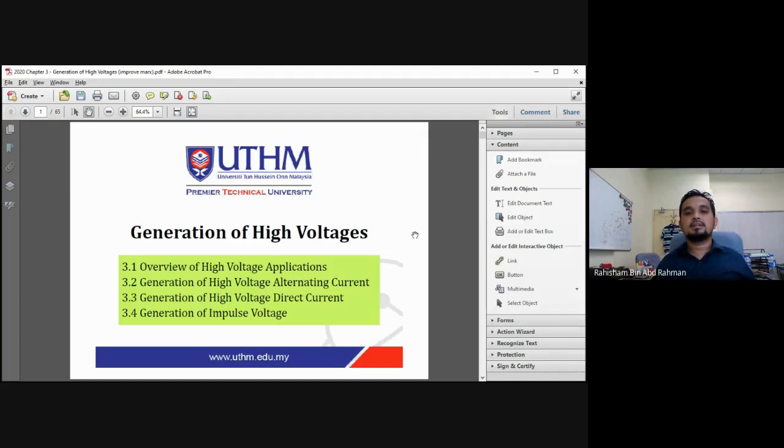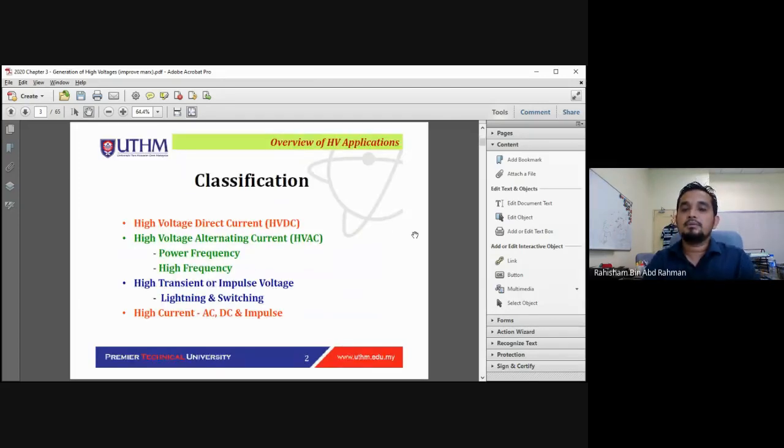And finally, for my section, after we fully understand the breakdown phenomena for the insulation, for the dielectric material, we go and review how to generate the high voltage. This is where we look at the high voltage generation for the AC, for the DC, and for the impulse. We are focusing on these three main high voltage generation categories because these are what is commonly used in practice.